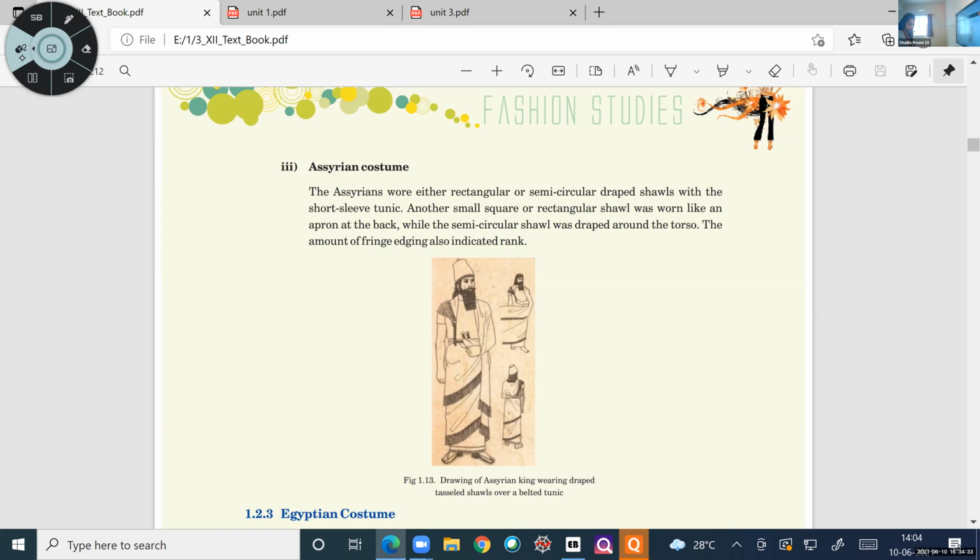This is a semicircular draped shawl with a short sleeve tunic. Then a rectangular shaped shawl was worn. No, they are not mentioning anything about Kauna case, right? So they wear a shawl like a tunic, a rectangular piece of fabric like a short sleeve tunic, along with an apron covering their shoulders and a skirt.